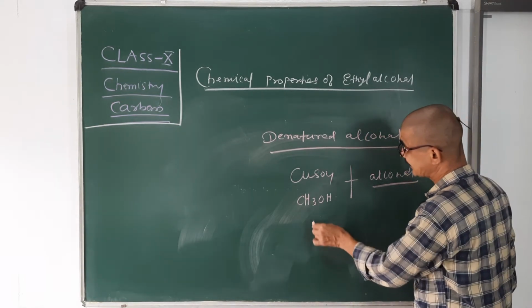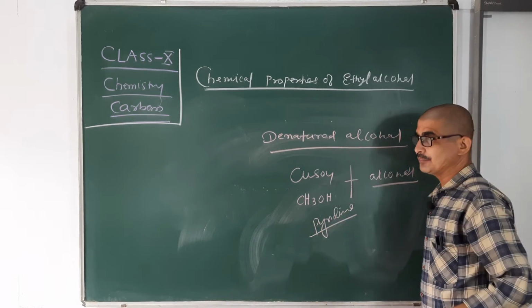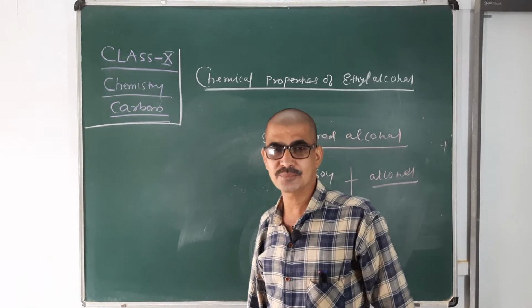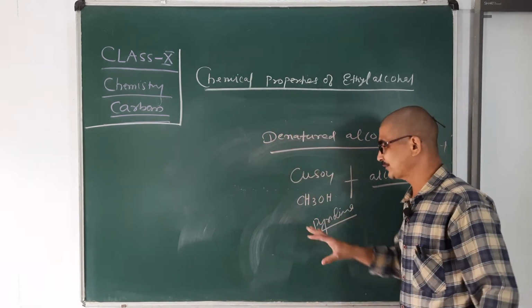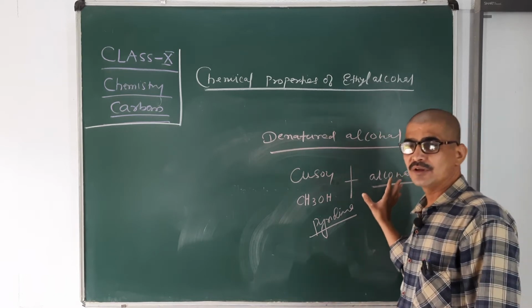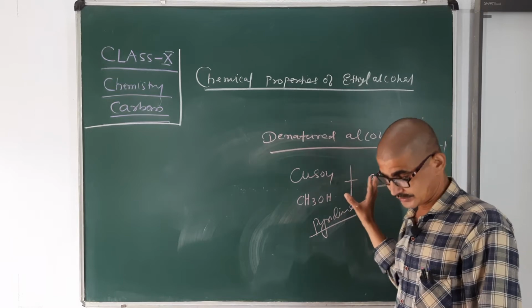Along with this, some pyridine is added. Pyridine is added because it provides a bad smell in alcohol. So after adding these substances, the alcohol is unfit for drinking. This is called denatured alcohol.